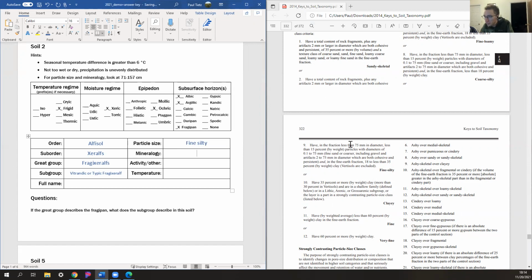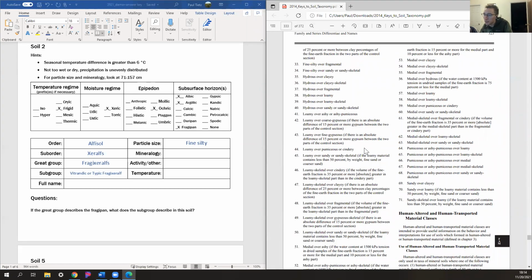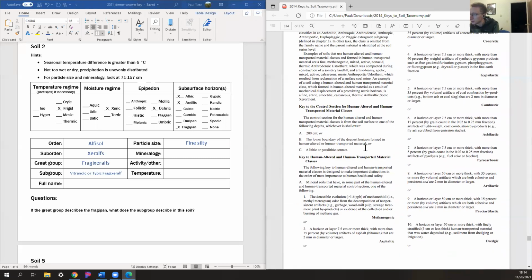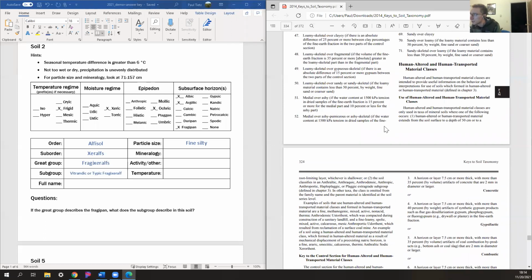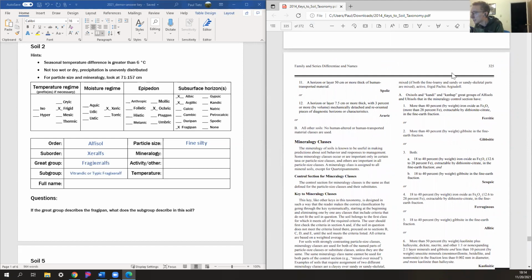Okay. Now for mineralogy. Mineralogy is a little bit interesting, I think. This one's kind of difficult. So what is this? Human transported classes. We're going to skip that. Mineralogy classes right here. Page 325.